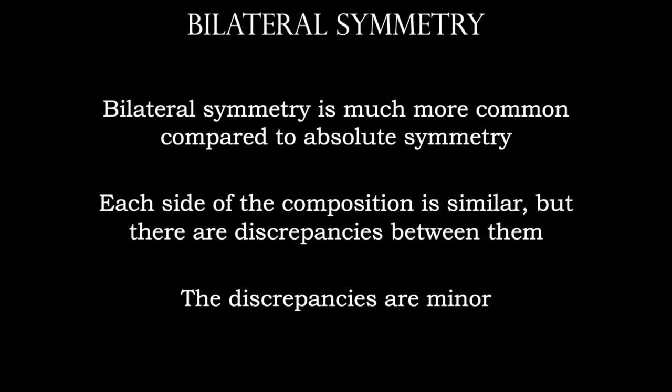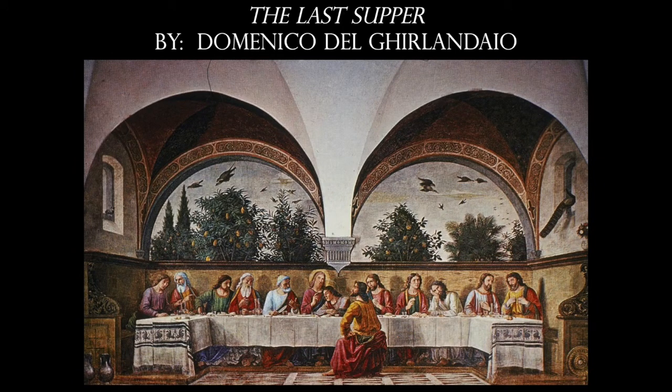But what we tend to see in painting and in sculpture and in other art forms is bilateral symmetry. Bilateral symmetry is something where the composition looks really similar, left side to right side, but we do have some discrepancies between the two. However, the discrepancies would tend to be pretty minor. My example of bilateral symmetry is going to be The Last Supper by Domenico Ghirlandaio.